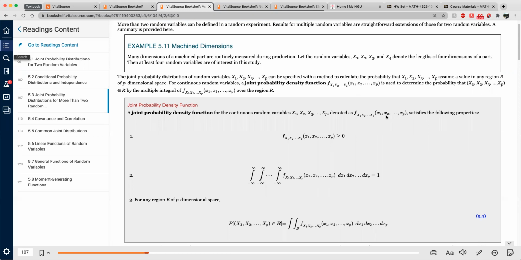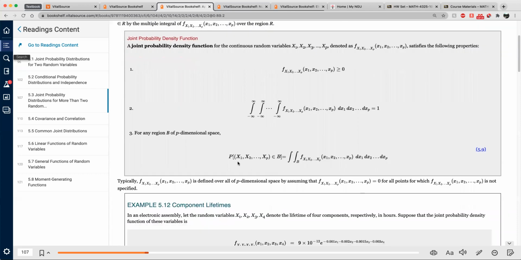Definitely, the joint PDF for more than two random variables must be greater than or equal to 0, and the multiple integral of that joint PDF must be equal to 1. Then the probability that the multiple random variables belong to a certain region B is going to be the multiple integral. You see the two integral notations here, but that doesn't mean a double integral. It must be a multiple integral, because B is a region in p-dimensional space, so this is going to be p integrals.